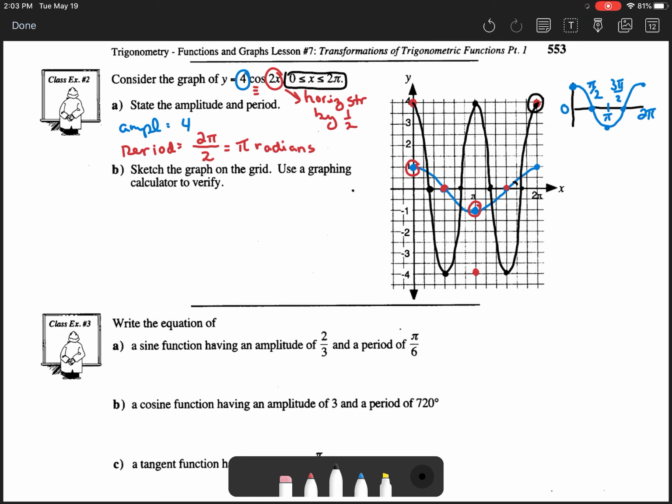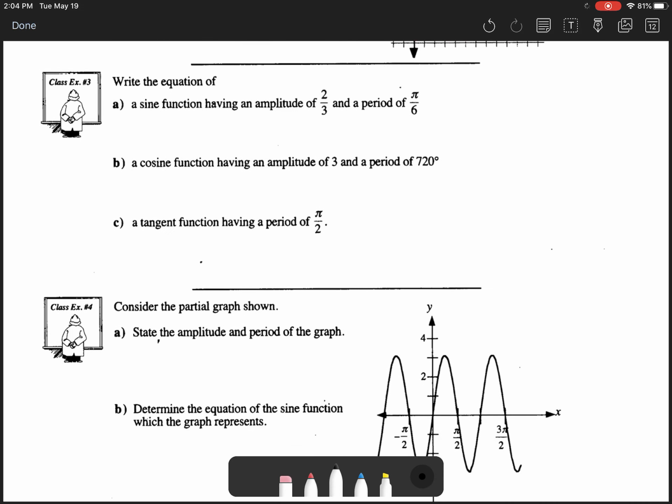So my graph in black there is my final graph of 4 cos of 2x. I took all the key points, which are the points that I'm circling on the sketch on the side, stretched them all by 4 vertically, and then stretched them all by 1/2. Multiply their distance from the y-axis by 1/2, and then we're good. It says sketch the graph, use a graphing calculator to verify. So you can verify on your calculator, and you'll see you get exactly what we got there.